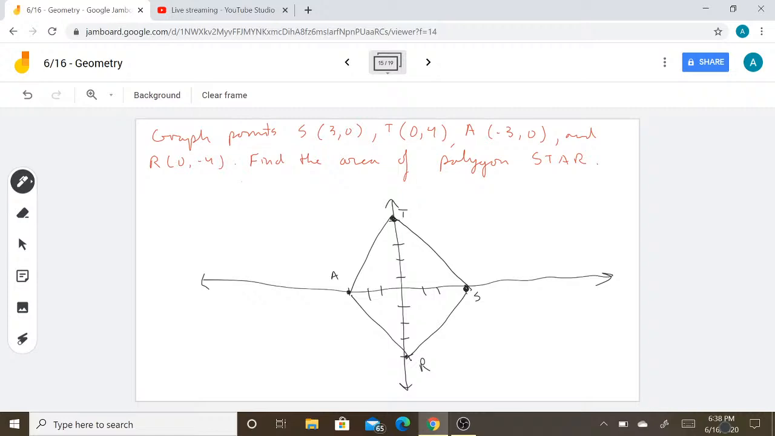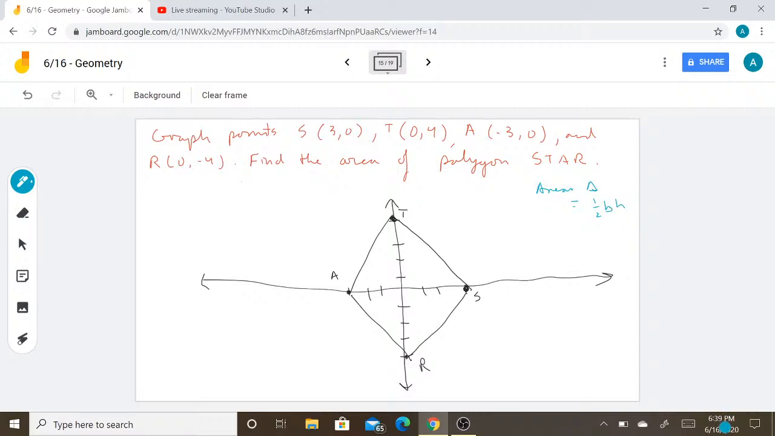To do this, we can split up this polygon into 4 different triangles using the x-axis and the y-axis. One triangle can be outlined like this with the x and y axis and the line TS, and that can be done for every single side using the 2 axes and one of the sides. So the area of a triangle equals 1/2 base times height.